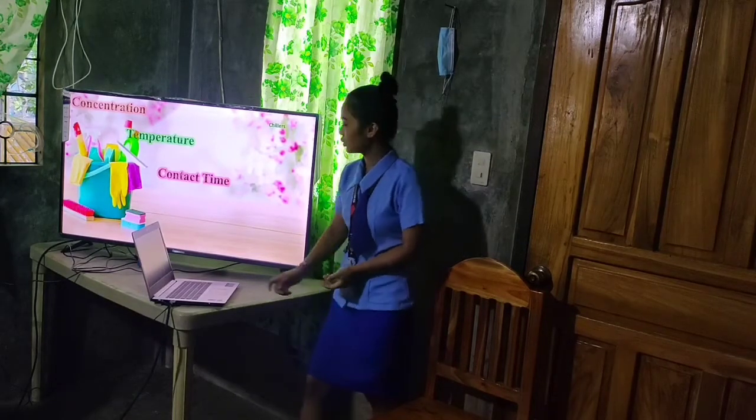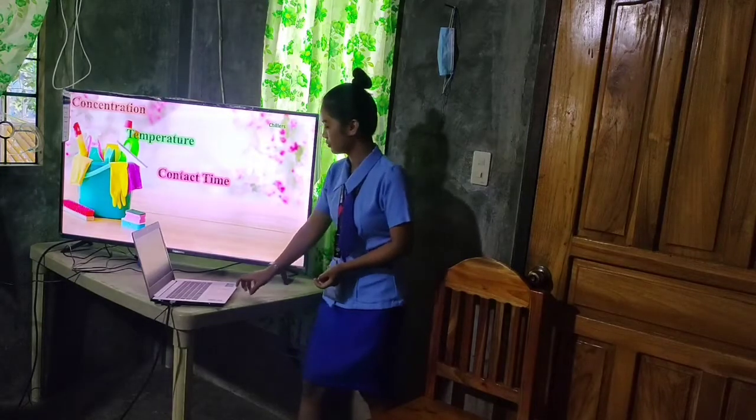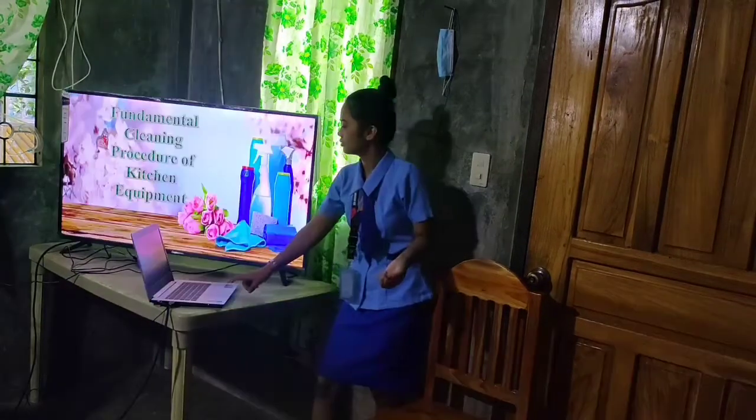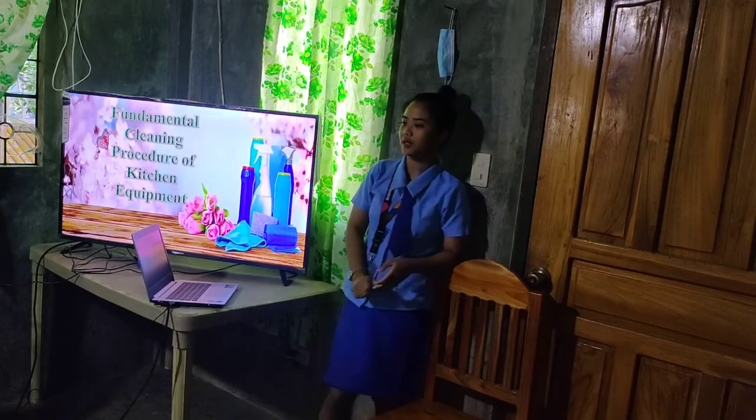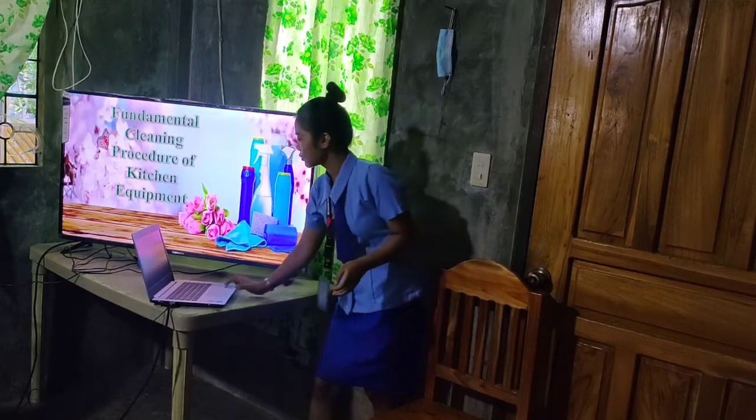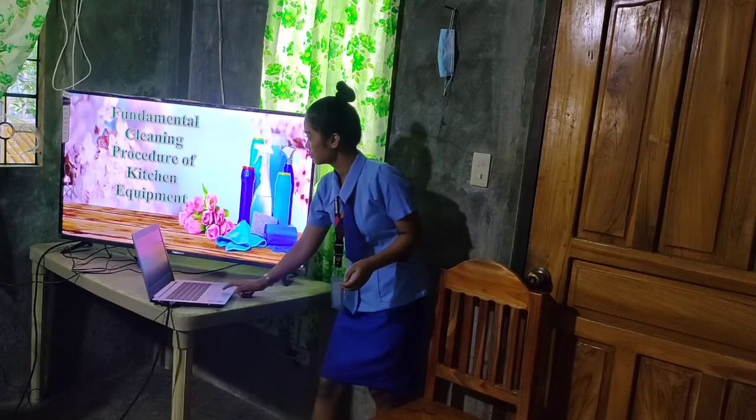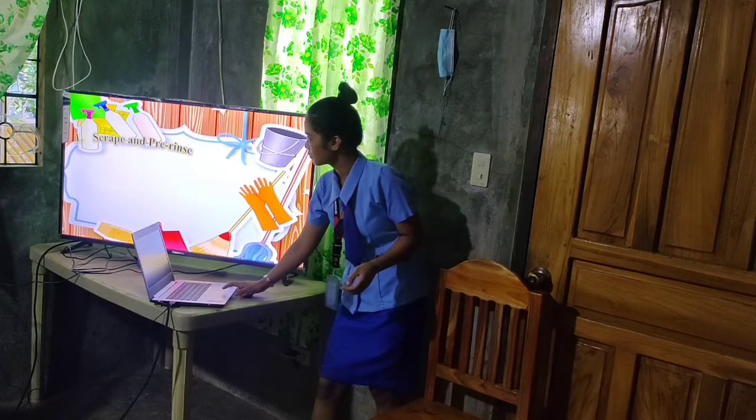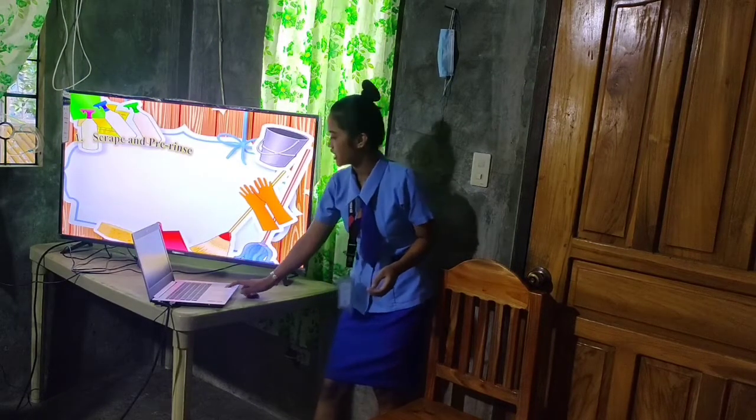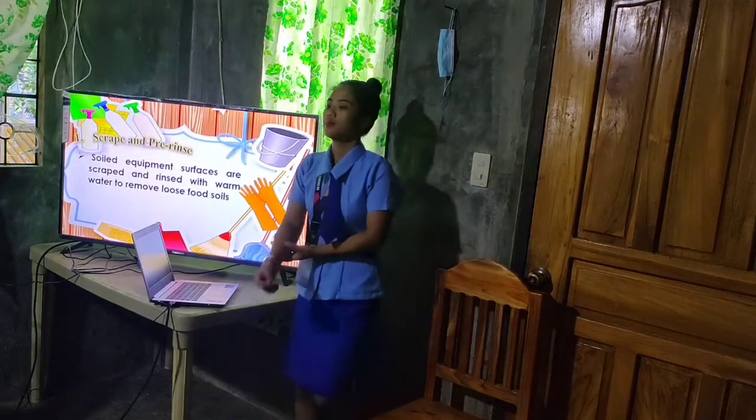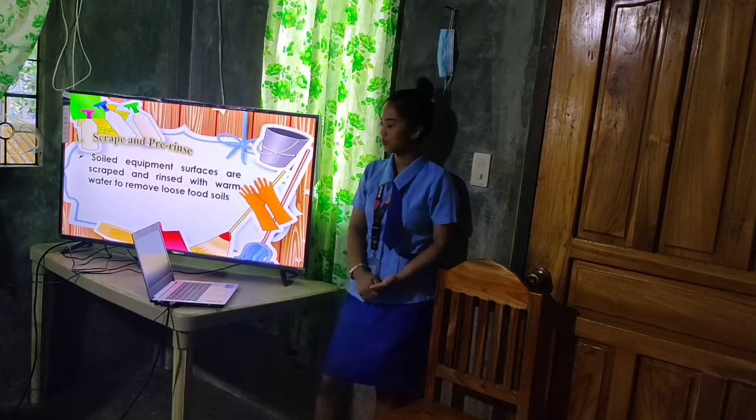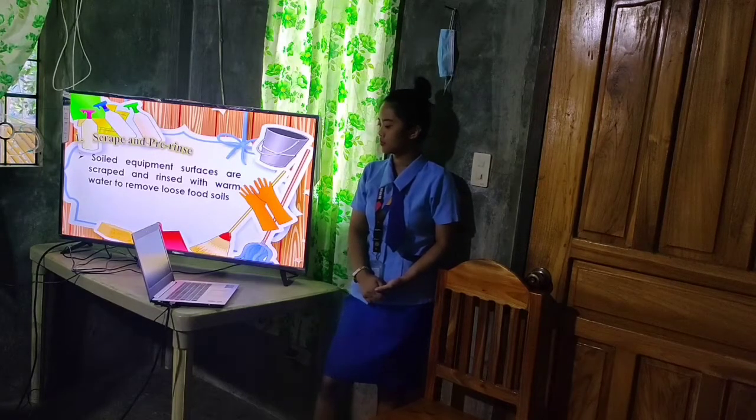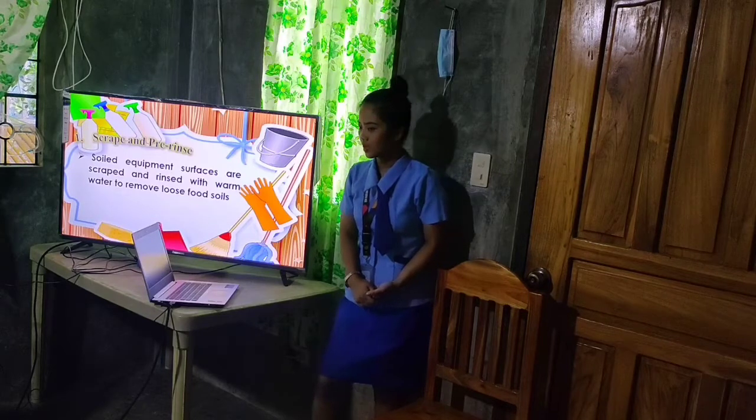Now let's proceed to the fundamental cleaning procedure of kitchen equipment. So first is scrape and pre-rinse. Miss Ancheta, please read. Some equipment surfaces are scraped and rinsed with warm water to remove loose food soils.